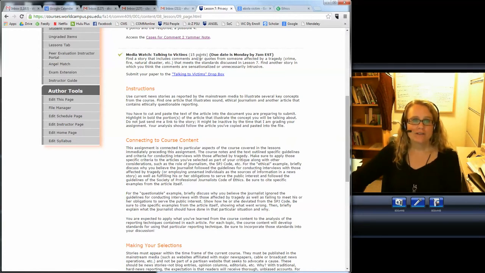One way to go about this is to think about what's going on in the news today where there have been victims. There's a lot of sexual assault stuff in the news these days. There are natural disasters in the news these days. There are school shootings in the news these days. All of those types of situations have victims and most likely interviewed people who were affected by the tragedy.